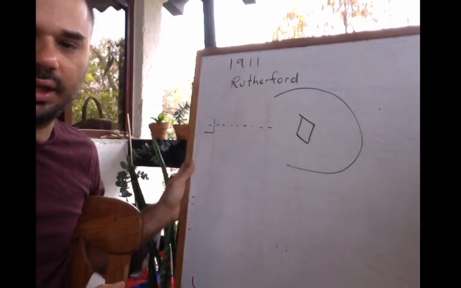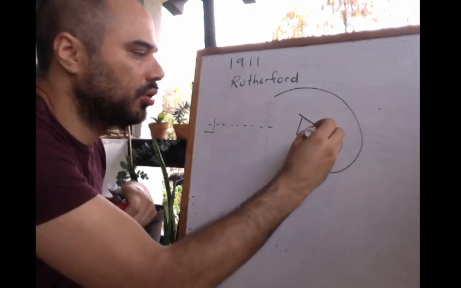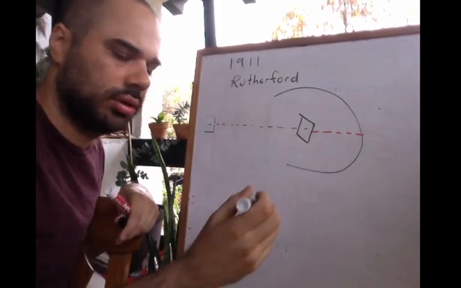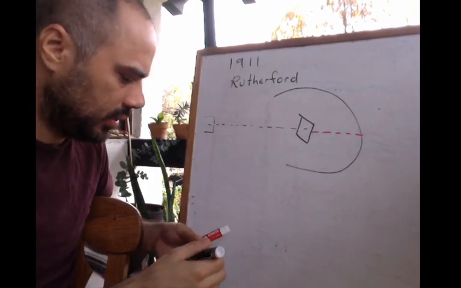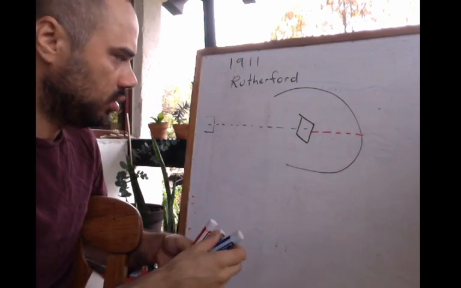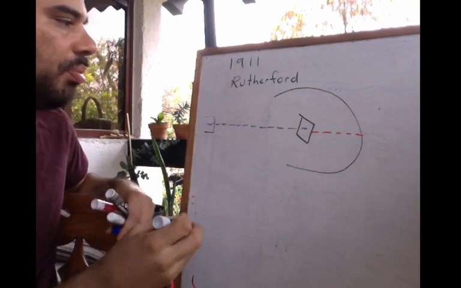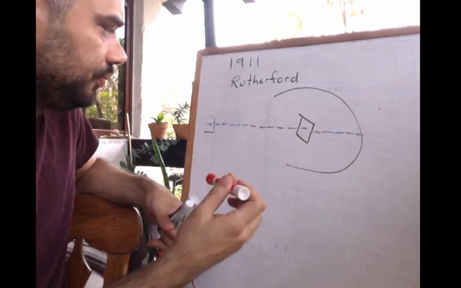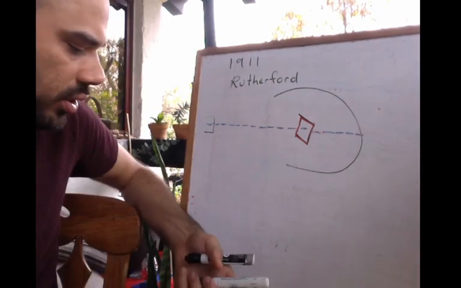Now, what he expected, this is what he thought was going to happen, was that all the particles would pass through. Okay? And that happened. But also, because this is what he was thinking, let me see, I'm going to use blue for the particles, okay? So he thought that the particles were just going to pass through, and that the gold, which I'm going to use red for the gold. So this is what he thought at the atomic level was going to happen.